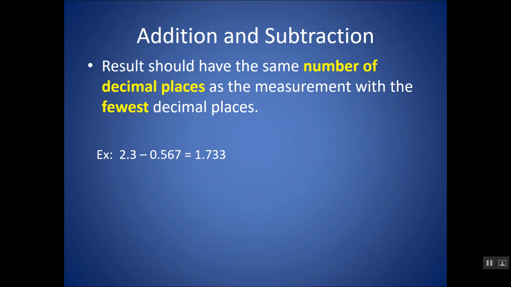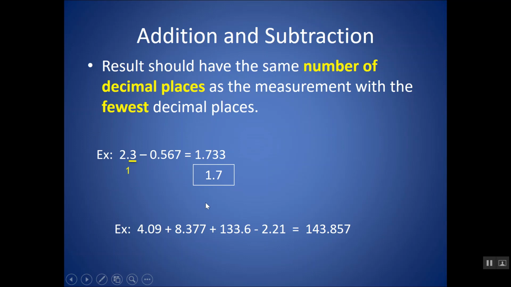So for example, 2.3 minus 0.567. This is subtraction, so I'm using this rule. It's a little different. I am not counting sig figs. I am counting the places after the decimal. So the first number has 1 place after the decimal. The second has 3. So I want my answer to have just 1 place after the decimal since it's the fewest. So this would round to 1.7.